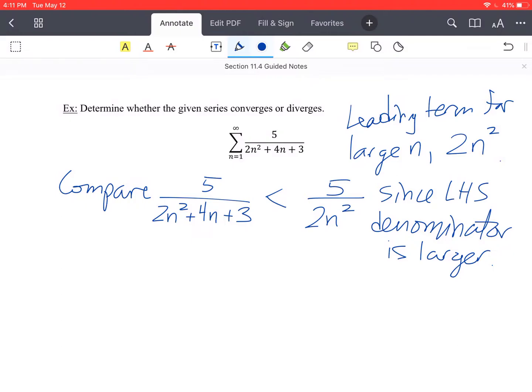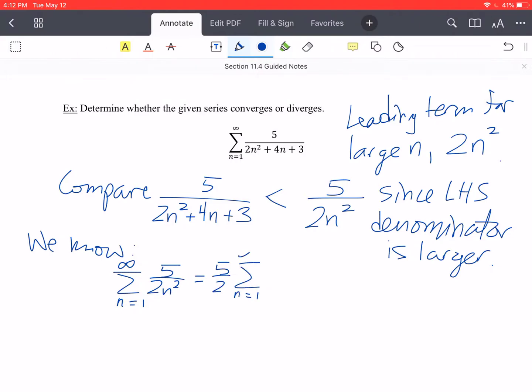So then let's look at what we know. If we're looking at the sum, n going from 1 to infinity of 5 over 2n squared, we can go ahead and pull out the 5 halves, right? That's just a constant multiple of 1 over n squared. So we know something about this result. Can anybody think, hopefully, about either the convergence or divergence of that series?